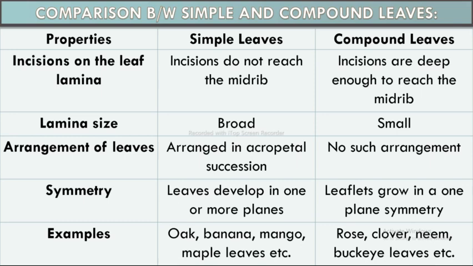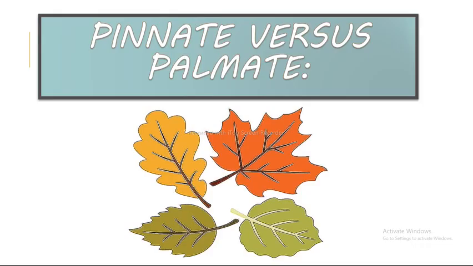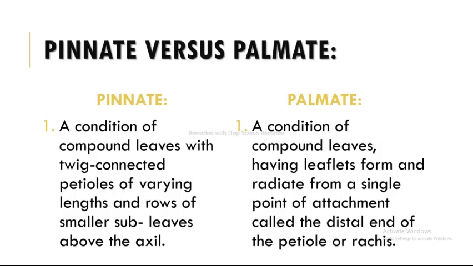The next property is the examples of the simple and compound leaves. So the examples of the simple leaves are oak, banana, mango, maple leaves, etc. But the examples of the compound leaf include the rose, clover, neem, buckeye leaves, etc. So next I am going to discuss the pinnate versus the palmate. So this is the pinnate versus the palmate. First I will discuss the pinnate and then I will discuss the palmate.